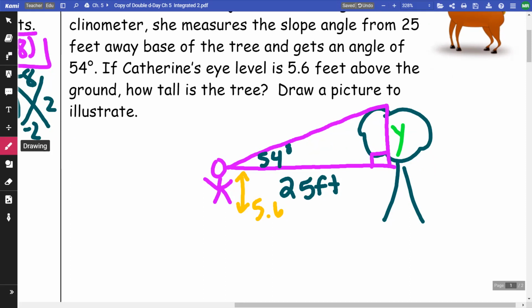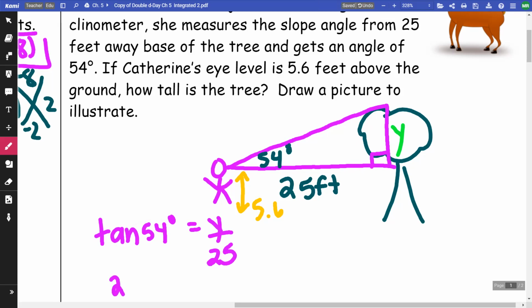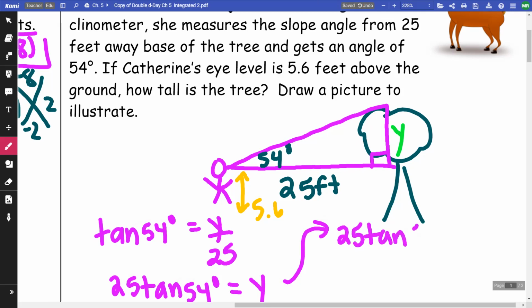So I'm going to use trig. I'm going to have opposite and adjacent. So I'm going to do tangent of 54 degrees is equal to y over 25. I am going to multiply both sides by 25. So I'm going to get 25 tangent of 54 degrees is equal to y. And then I'm going to add 5.6 onto that. So I'm going to have 25 tangent of 54 degrees, and then I'm going to add 5.6 for her eye height for my final answer.